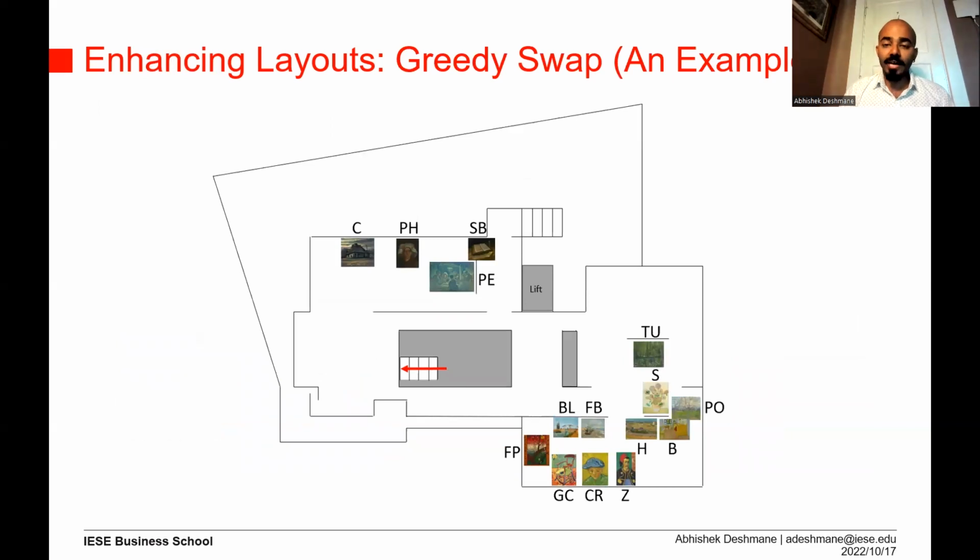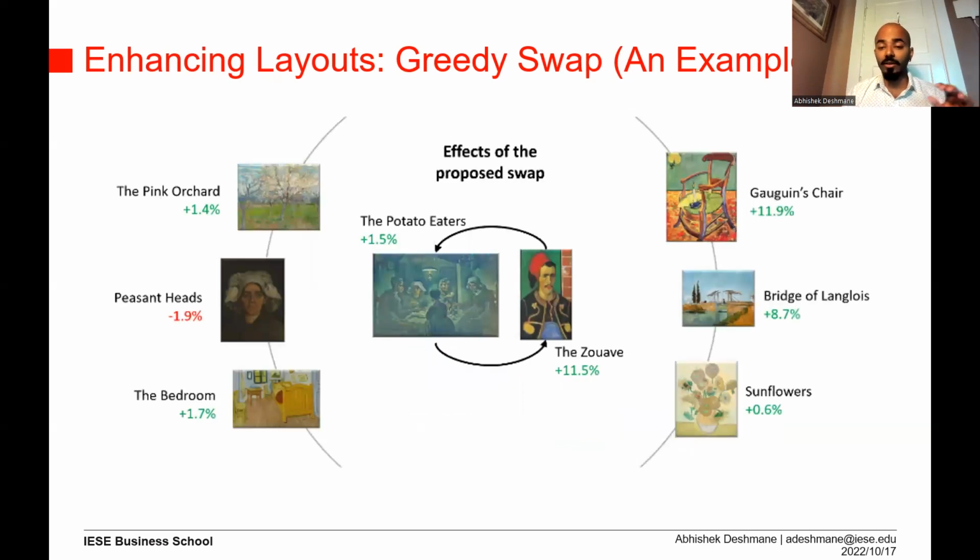One particular example that I would like to highlight is a greedy swap that we carried out, where this is floor number 1, where you have a few artworks. Here we swap the positions of Potato Eaters and Zouave, which is all the way at the end of the room, and we try to see what would happen to the engagement levels. Here we see that whenever Potato Eaters is swapped with Zouave, Potato Eaters itself has a positive impact, which is again a very popular artwork by Van Gogh. But Zouave, because it went to a very prime location, also had a very high impact on the engagement levels.